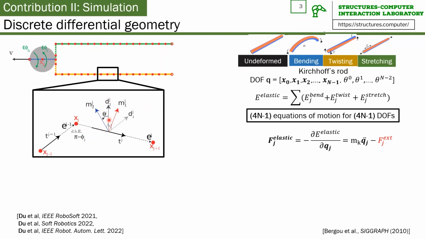The degrees of freedom of an n-node system include the XYZ position of each node and bending angles of n-1 edges. According to Newton's second law, for each degree of freedom j, the elastic force, which is the negative gradient of elastic energies, plus external forces, is equal to ma. Therefore, there are 4n-1 equations of motion for 4n-1 degrees of freedom. Note that these external forces are the hydrodynamic forces we are going to model next.